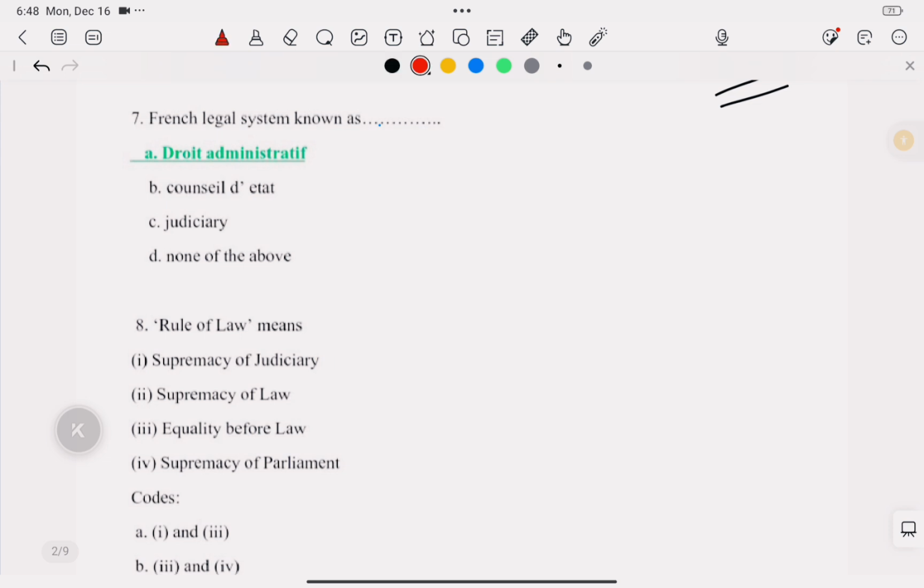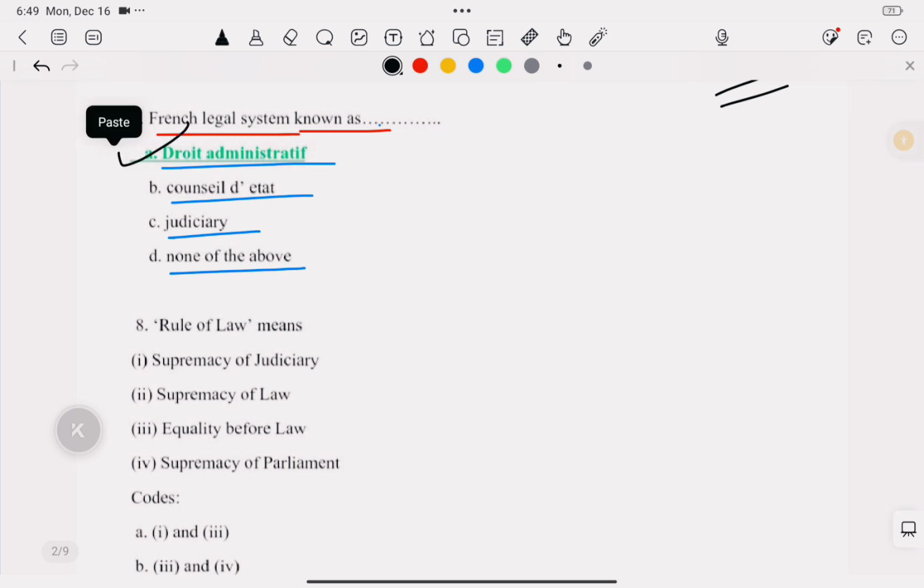So the next question is: our French legal system is known as? Let's see the options. Options are Droit administratif, option B Conseil d'État, option C judiciary, and option D none of the above. So in this case the correct option would be option A, that is Droit administratif. That means the French legal system is also known as Droit administratif.